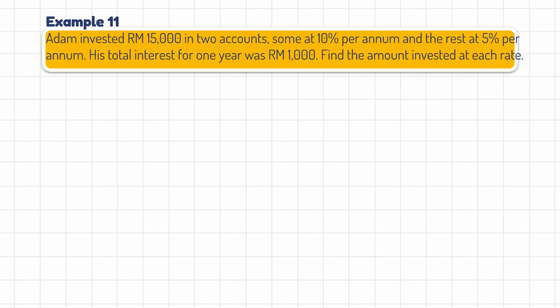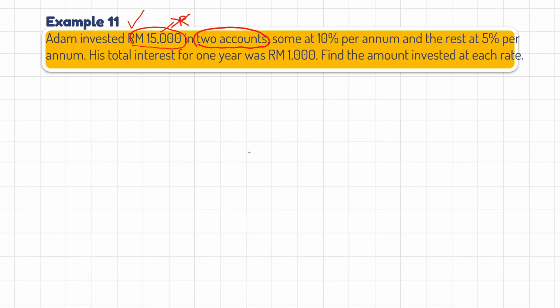Now let's move to example 11. Adam invested 15,000 ringgit into account, some at 10% per annum and the rest at 5% per annum. His total interest for 1 year was 1,000 ringgit. Find the amount invested at each rate. First of all, we have Adam invested 15,000 into accounts. So we cannot assume this is our P. No, it will be totally wrong.